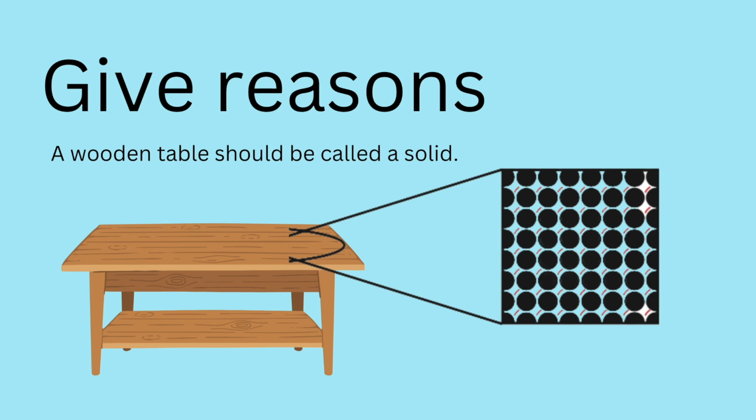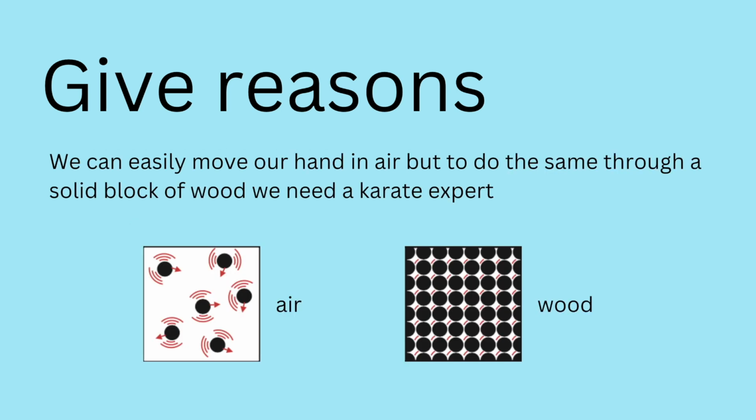If you apply force on it, it will try to remain within its shape, and if you apply excessive force, it will obviously try to break, and all these things are characteristics of a solid. So obviously a wooden table is a solid.